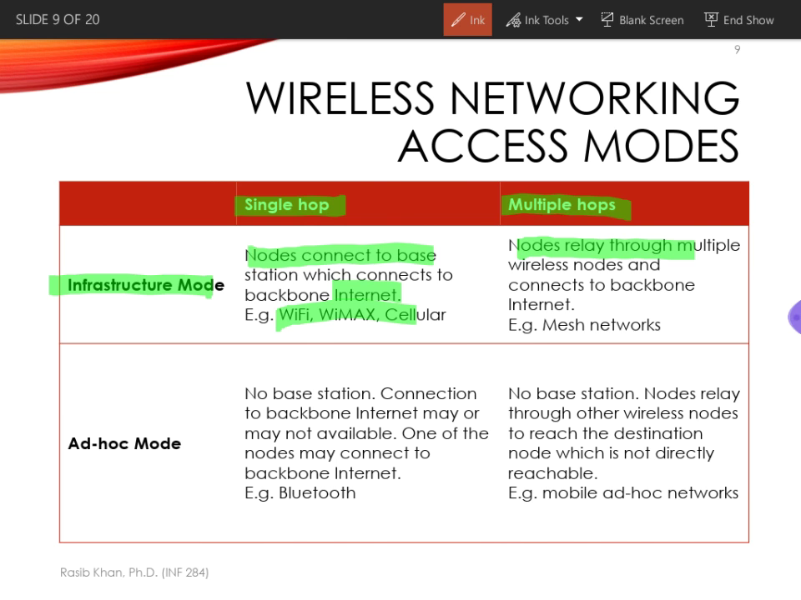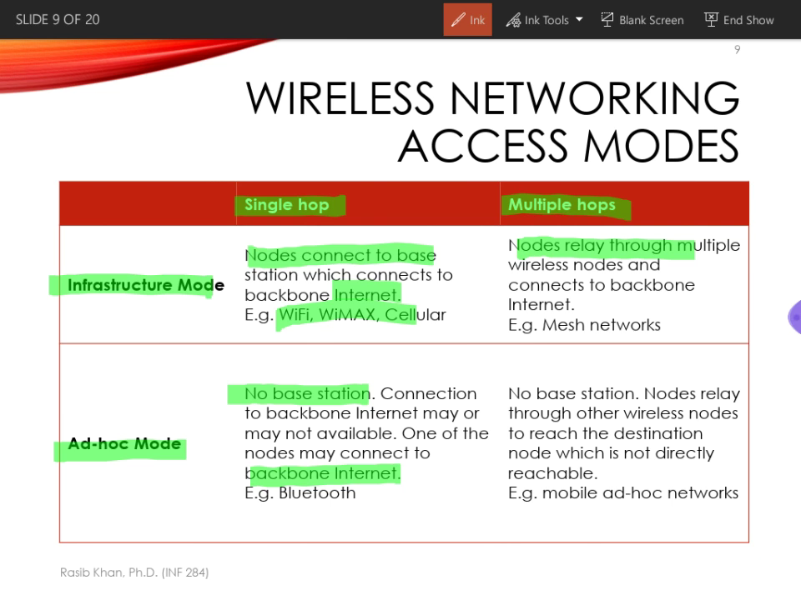On the other hand, in ad hoc mode, in single hop, we know that there are no base stations, so connection to the backbone internet may not actually be available. So one of the nodes in the ad hoc mode may have a connection to the backbone internet, and then the other nodes can use the node which is connected to the internet to access the rest of the network.